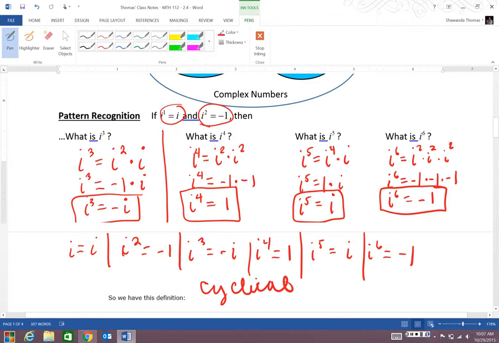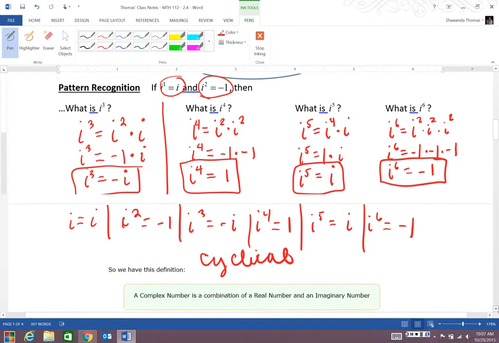The powers of i are cyclical, because we start with i, negative 1, negative i, 1. Then notice we start again: i, negative 1. So I know that i to the 7th would be negative i, i to the 8th would be 1. And then it'll just start all the way back over in a pattern.